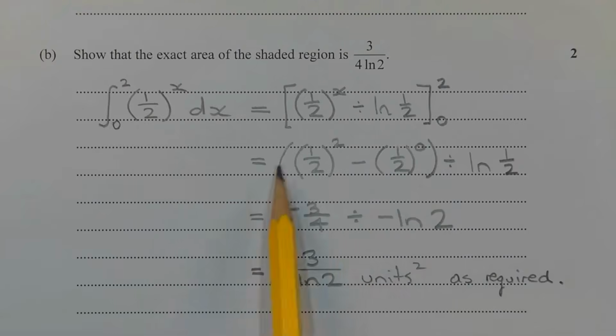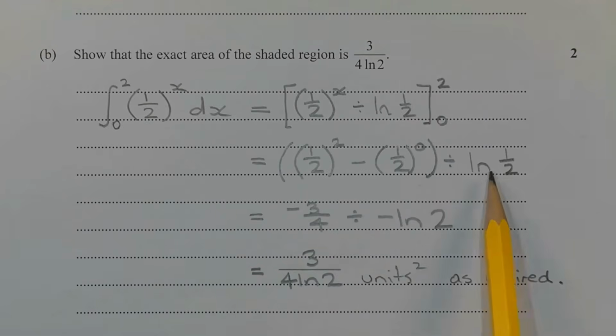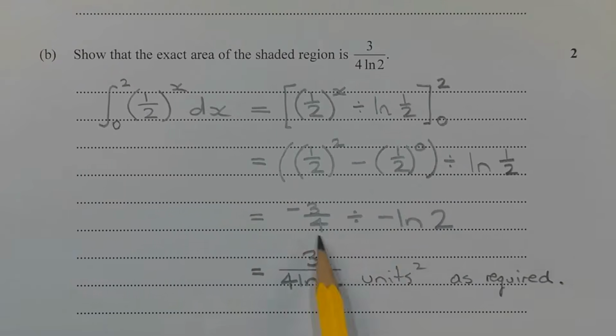Evaluating what's in the brackets here, so half squared minus half to the power of 0 is negative 3 over 4. Also noting that ln of 1 over 2 is equivalent to negative ln of 2, using one of our logarithm laws. So we have negative 3 over 4 divided by negative ln of 2. This goes in the denominator of the fraction, and the two negatives will cancel to become a positive, and we get 3 over 4 ln of 2 square units as required.